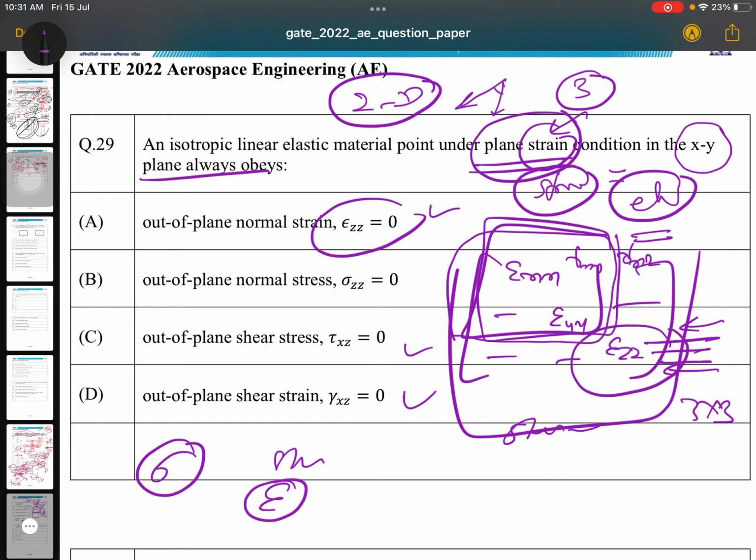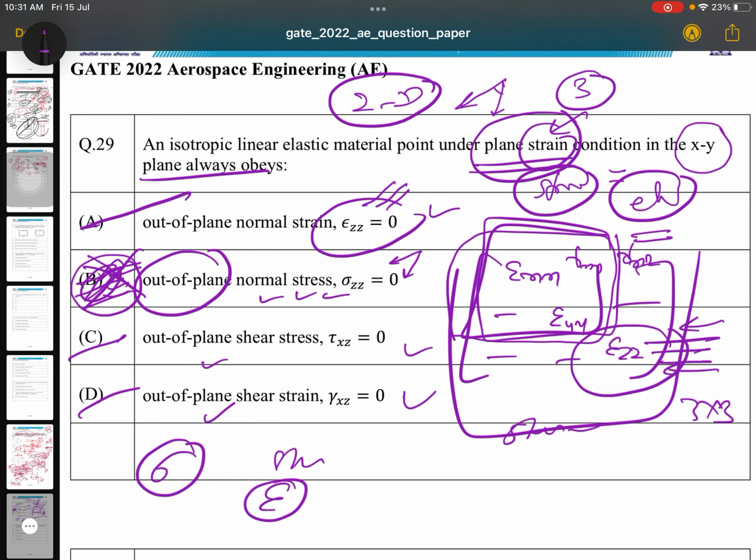Now the next part. Many students may think that this one will also go 0. Some students may think that this one may go 0, but actually this option will not go 0. These two will go 0, no doubt. But the confusion is, many students used to think that if epsilon zz is 0, then no doubt sigma zz will be 0. Actually, see, this option you don't have to choose. You have to choose only A, C and D. But the point is, why are you not choosing sigma zz?